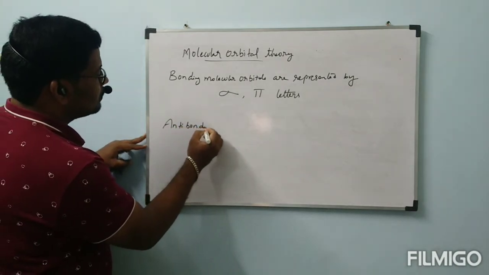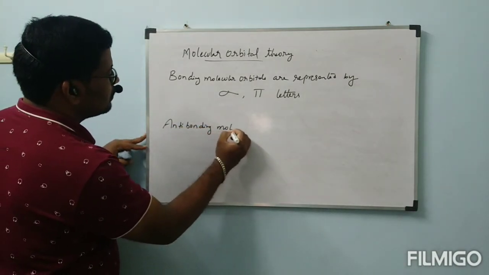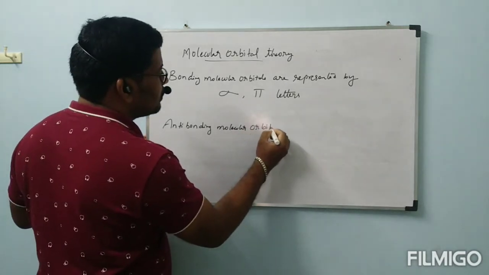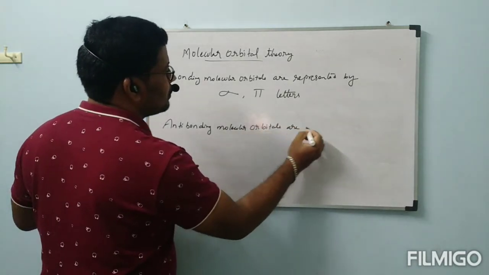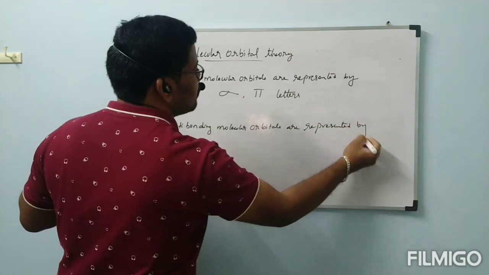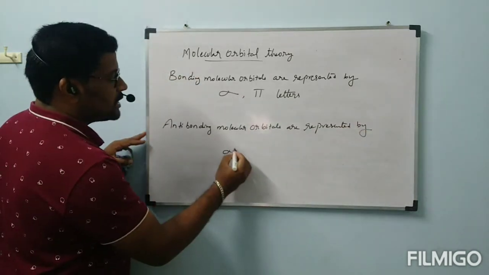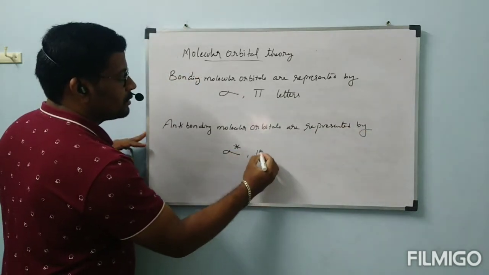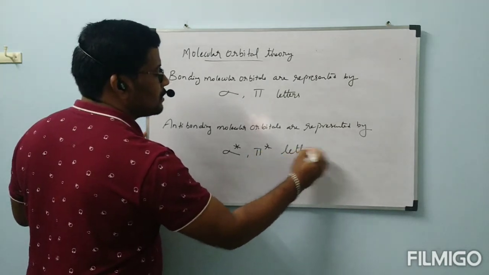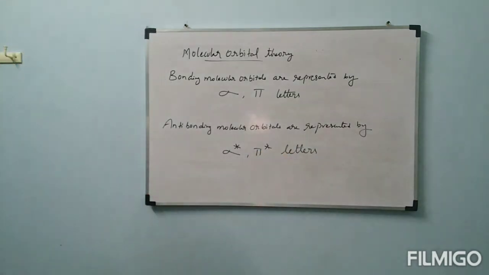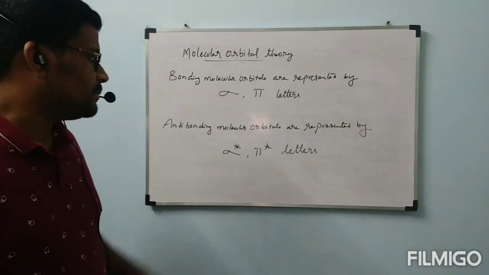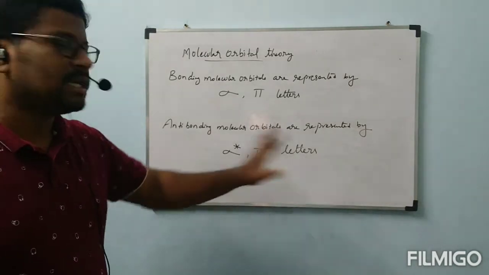Anti-bonding molecular orbitals are represented by sigma star, pi star letters.